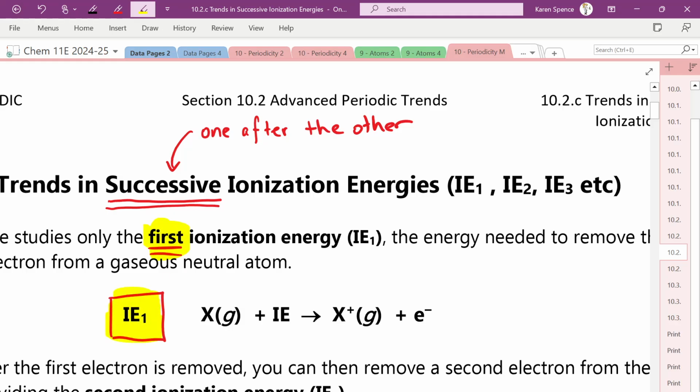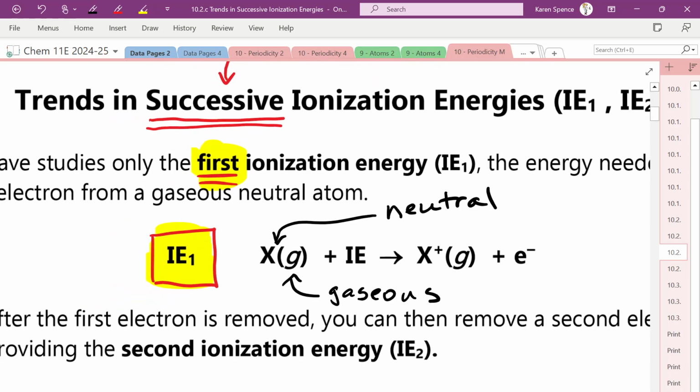And that's where we have, what's our atom like? It is neutral. It's also gaseous, but they all have to be gaseous. And in here, I should have put the number 1. Okay, so you can add that in. And we get a +1 ion and an electron.